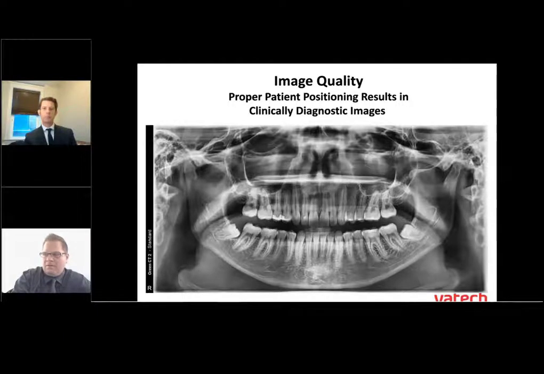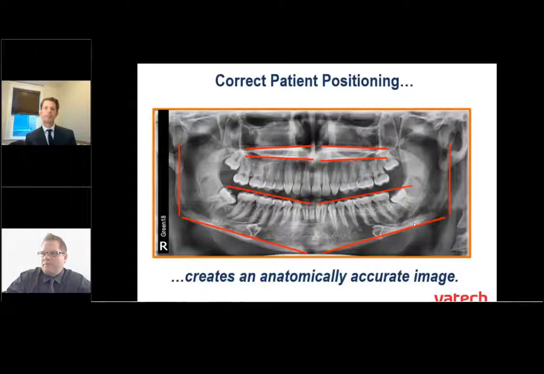I would say minimal interproximal overlap through here, and the hard palate is above the sinus floor. And here you can see that nice smile, that 10-degree angle of the mandible here. So we know we don't always get this image. Here's, I'm going to call it, proper patient positioning to get an anatomically accurate image.